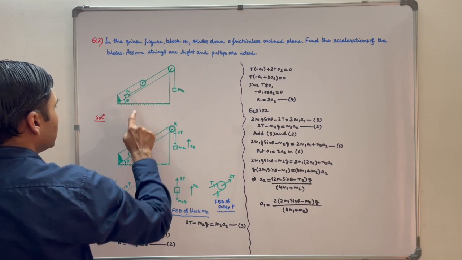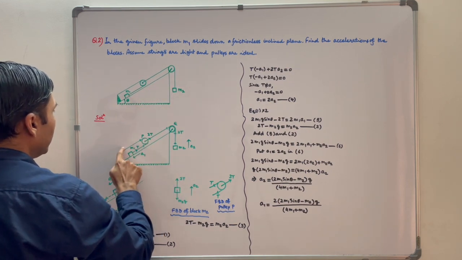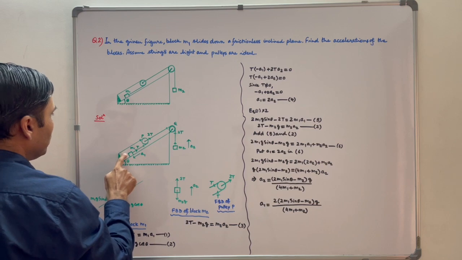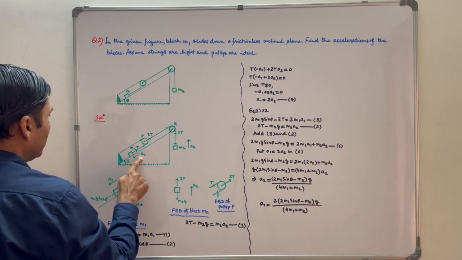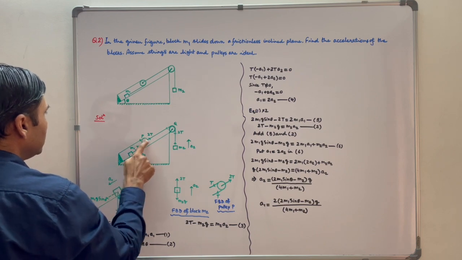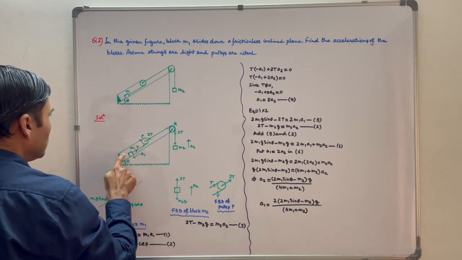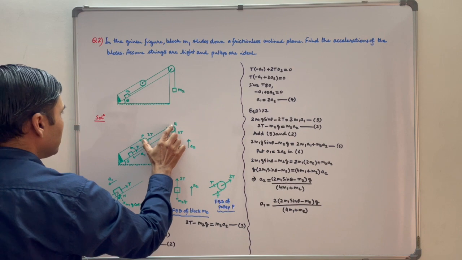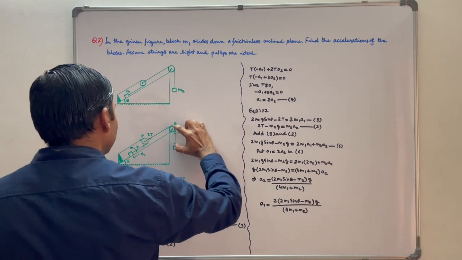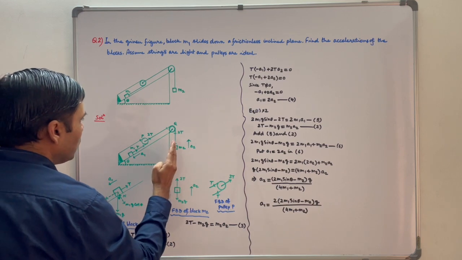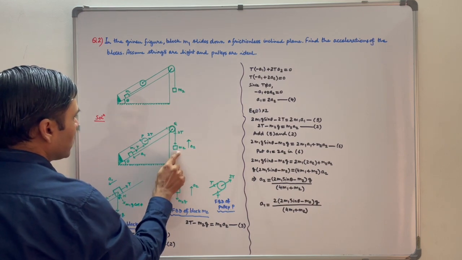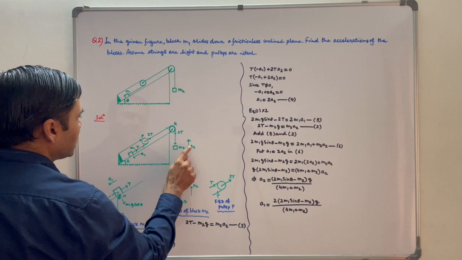Suppose tension in this string is T. It will be T everywhere. Suppose block M1 comes down the plane with acceleration A1. When this moves downwards, this pulley will also move downwards. So length of this segment will increase or length of this segment will decrease. So block M2 will move upwards. Suppose block M2 moves upwards with acceleration A2.